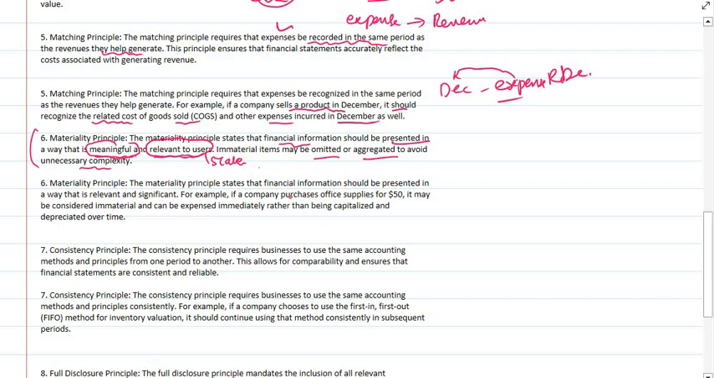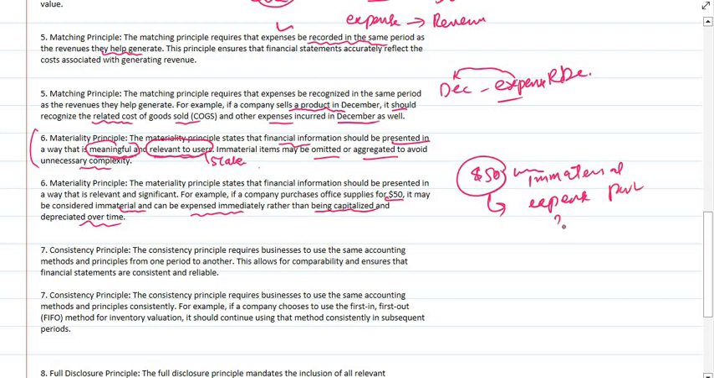Let's discuss an example. For example, a company purchases office supplies for $50. It may be considered immaterial and can be expensed immediately rather than being capitalized and depreciated over time. So this is the basic concept. This $50 is an immaterial amount, and you should expense it to the profit and loss and should not include it in the balance sheet. You do not have to capitalize it, and it should not be depreciated over time. So this is the basic concept of materiality.